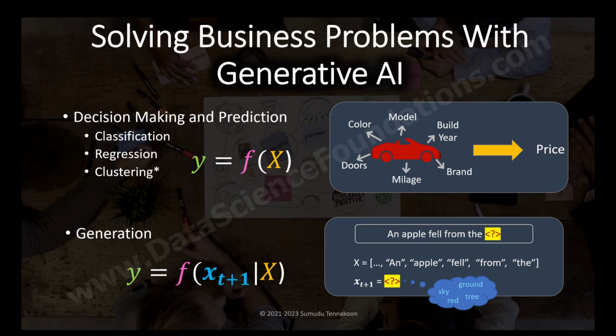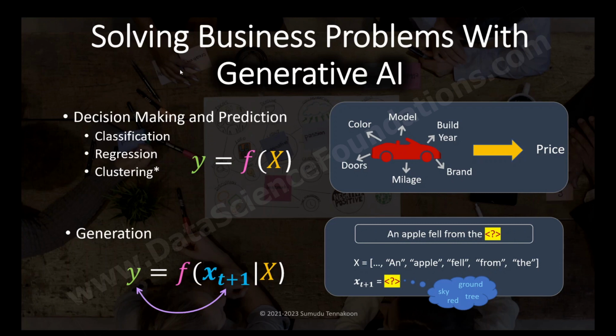I hope this helped you get a better understanding of how a machine learning model in general makes predictions or decisions, through classification, regression, and clustering, and how it is related to generative AI, and how generative AI generates the next item in the sequence using the most probable word or most probable sequence item. All right. I assume this helped you enhance your understanding of generative AI and machine learning.